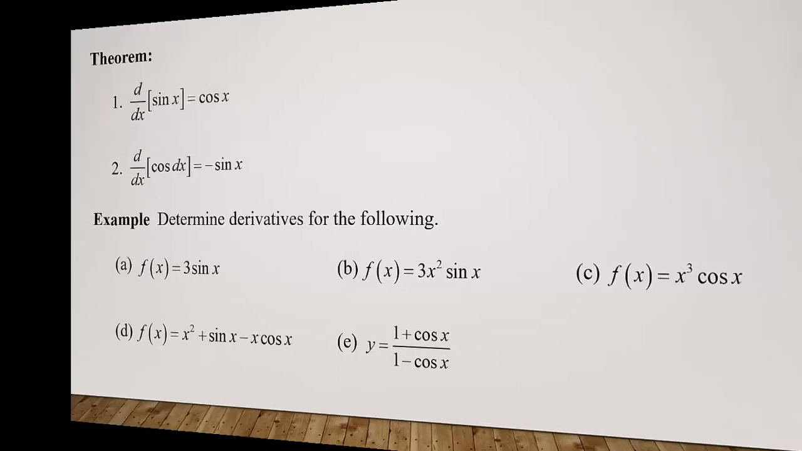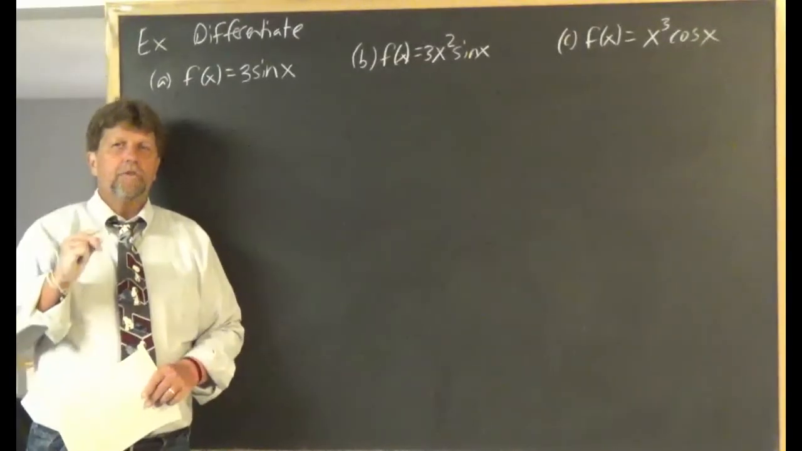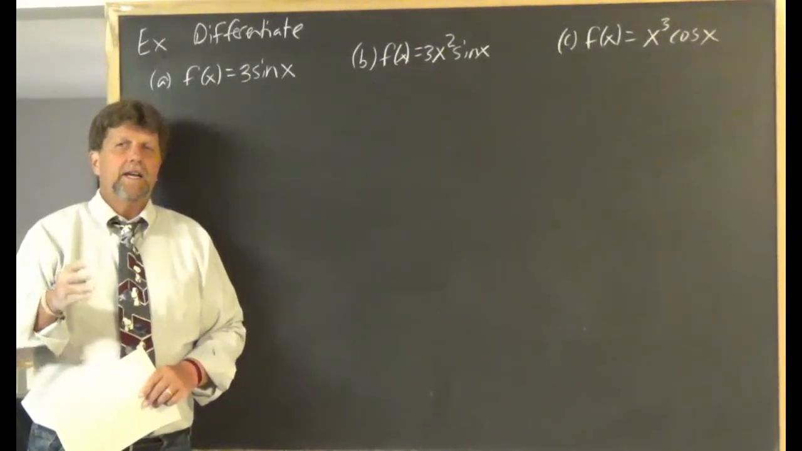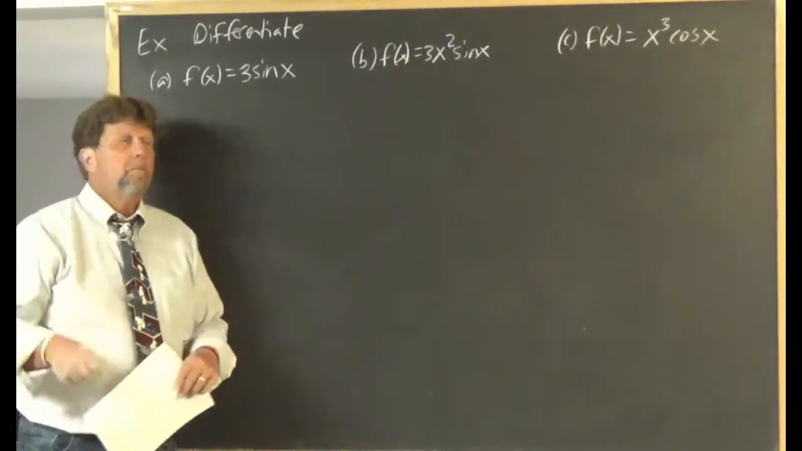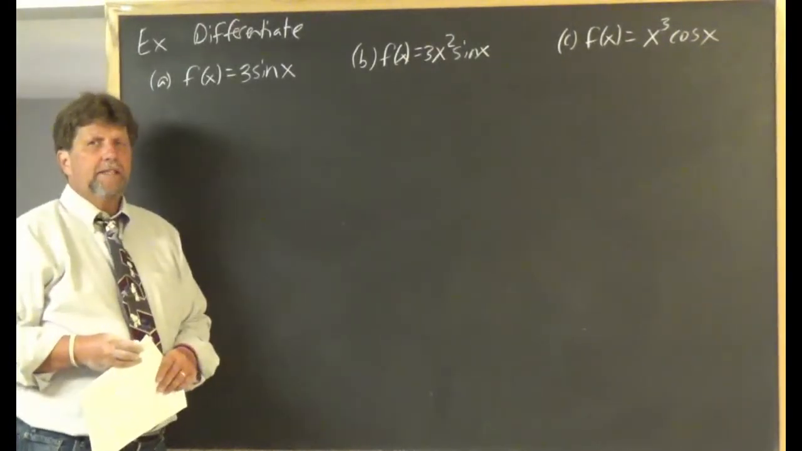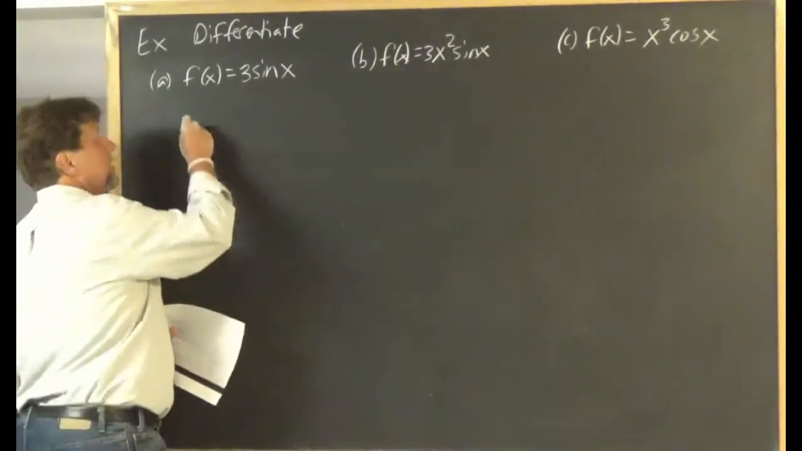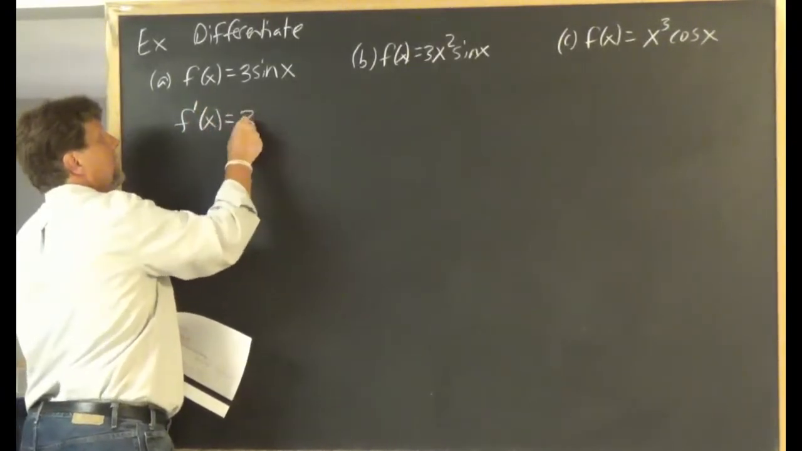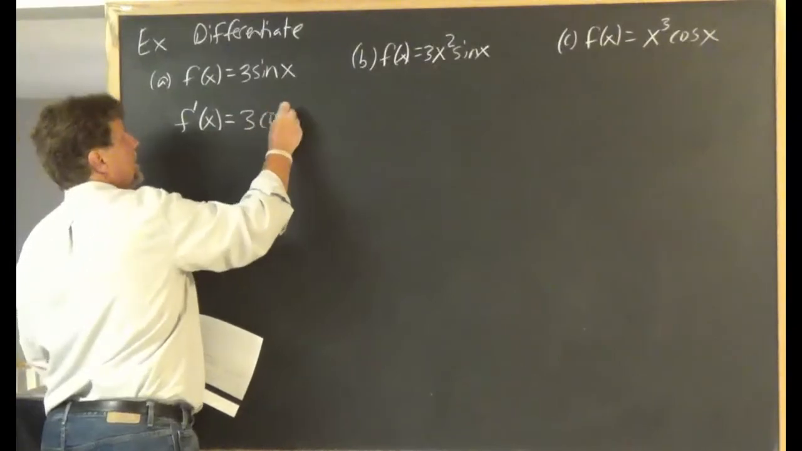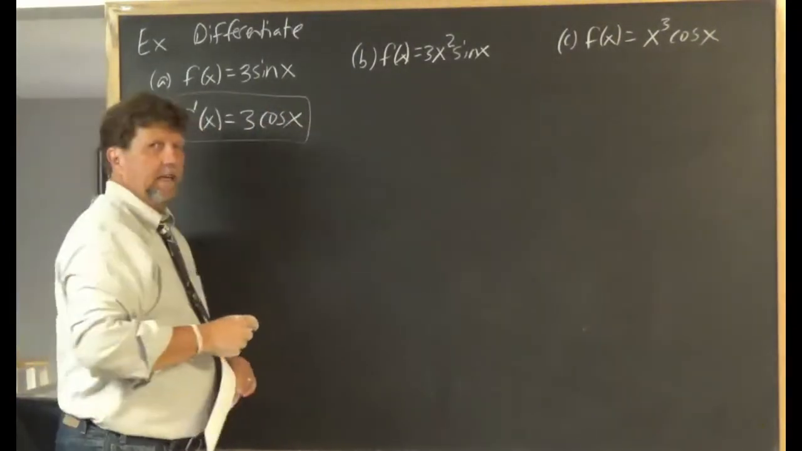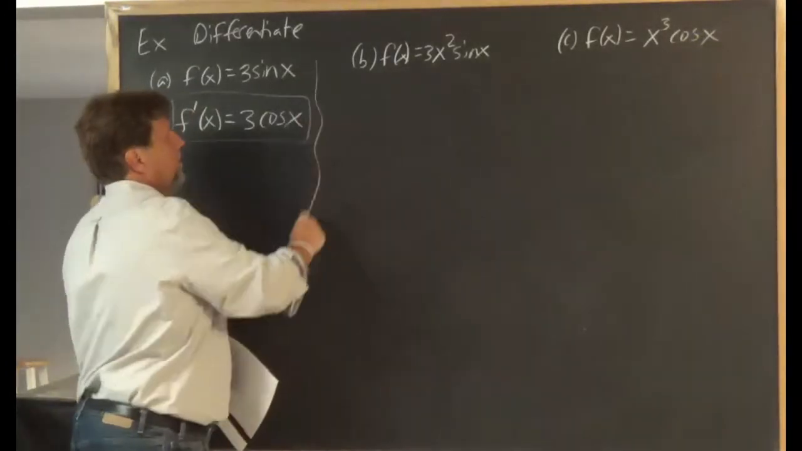Here I go to the chalkboard. All right, so now we know the derivative of sine x is cosine x. The derivative of cosine x is negative sine x. Part A, differentiate f of x equals 3 sine x. So it's the constant multiple rule with our new derivative rule. The derivative of sine x is cosine x. That's it. One step done.